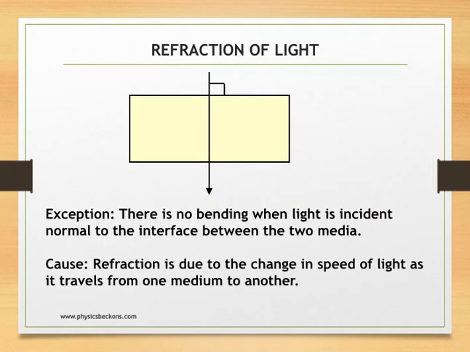There are, however, some exceptions. When light is incident normal to the surface of a slab, or for that matter any interface separating two media, there is no bending or no refraction of light. The refraction is caused by the change in speed of light as it travels from one medium to another medium.